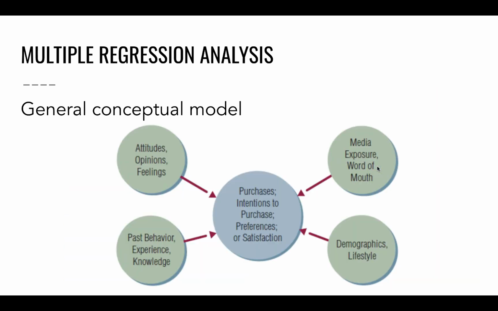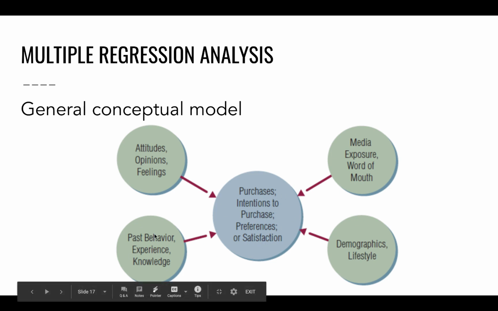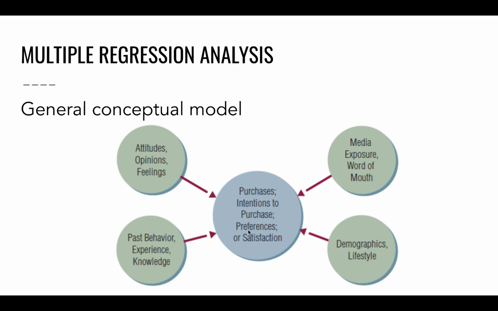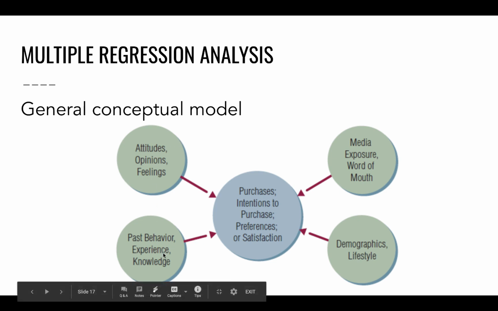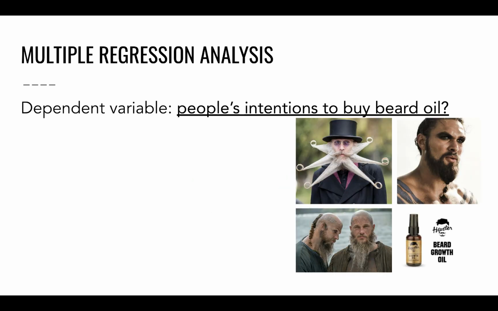So multiple regression analysis is visualized in a general conceptual model. Usually in business or in marketing, very common independent variables we use are media exposure, word of mouth, attitudes, opinions, feelings. They can also influence key dependent variables in marketing, past behavior, experience, and knowledge, and then demographics and lifestyle. So for example, if you look at the dependent variables, purchases, purchase intentions, preferences, satisfaction, and so on, you can see that there's a confluence of different independent variables that can jointly or separately influence people's purchase intentions and so on.